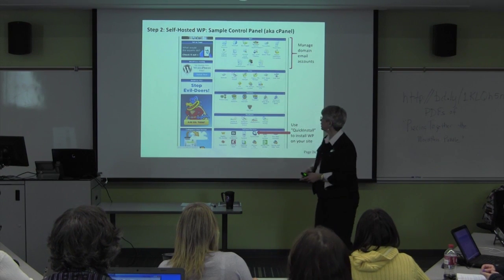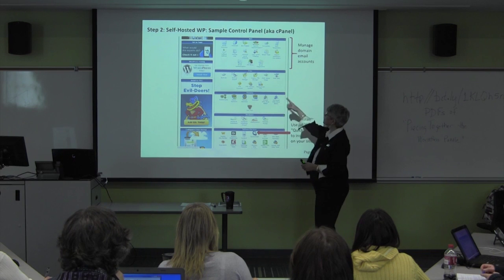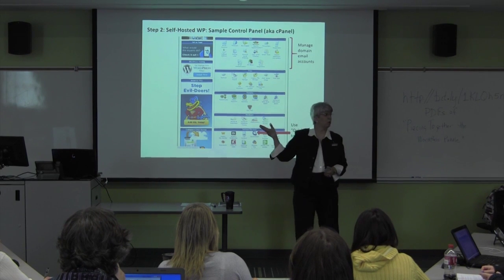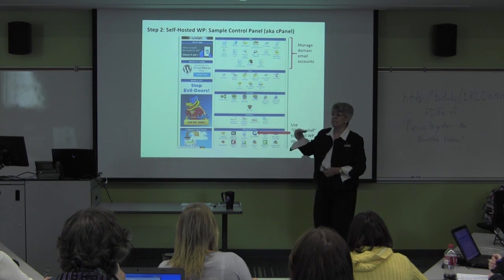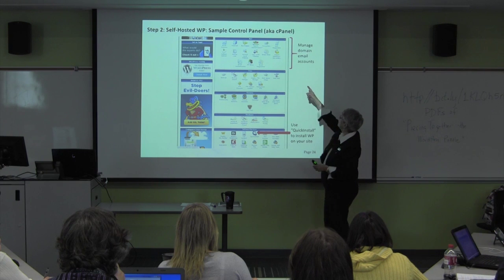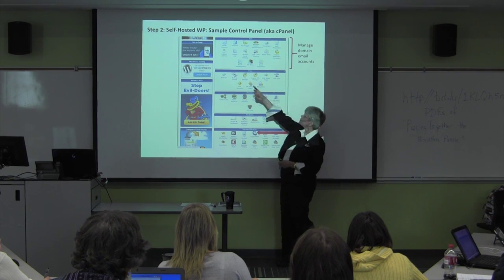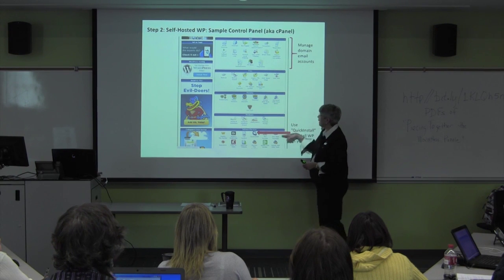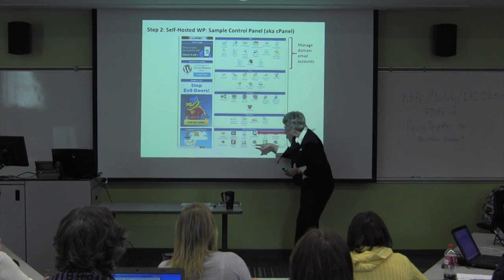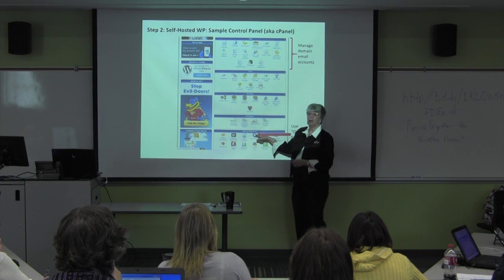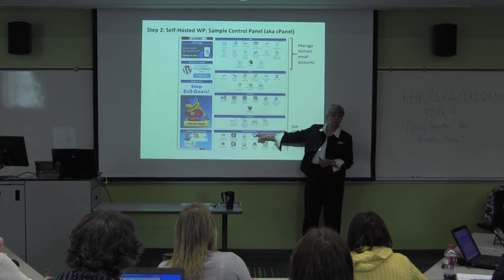This happens to be for HostGator. So this is what's called the cPanel version. There's other control panel software out there, but cPanel is one of the most common. Okay, so up here, I don't know if you can read it back there, but this block up here is where you manage your email accounts. And way down here, down in this tiny little, boom, quick install. That's the button you're gonna push to install WordPress.